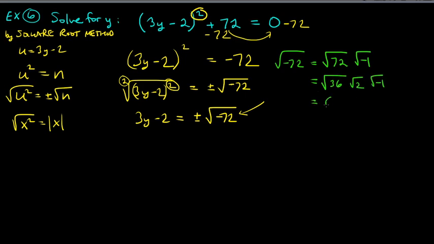The square root of 36 is just 6, and the square root of 2 is the square root of 2. That's as simple as that gets. But the square root of negative 1 is also i, so if it's all the same to you, I'm going to put the i in front of the square root. So 6i times the square root of 2. Having done that, now I can rewrite the right side as plus or minus 6i times the square root of 2.